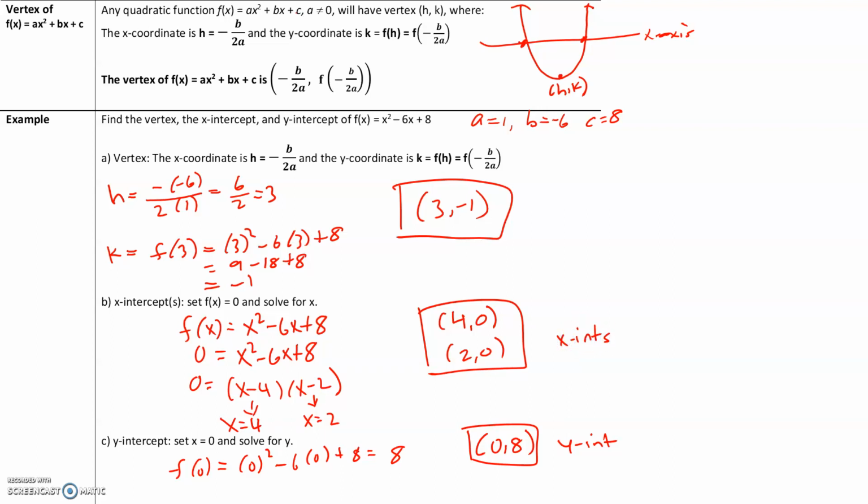So just to clarify, to find the x-intercept, set the y value equal to 0 and solve for x. To find the y-intercept, set the x value equal to 0 and solve for y. And for the vertex, use negative b over 2a for the h value, and plug that in to get the y value.